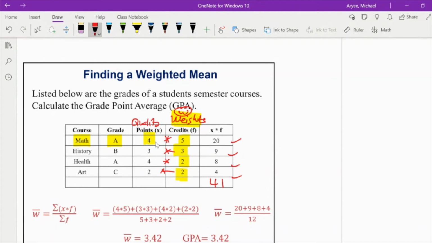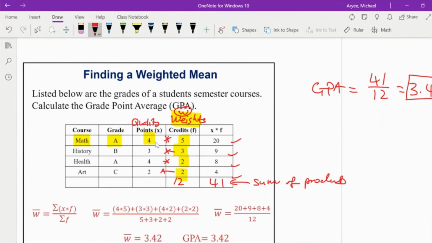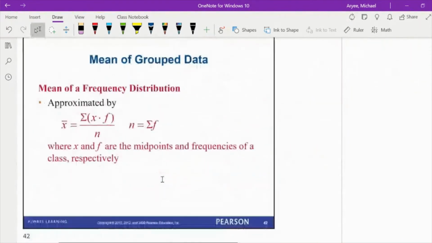29, 37, 41. And then, so this is the sum of the products, right? Sum of the products. And then you sum the weights, that gives you 12. That's the sum of the weights. So your weighted average, or the GPA in this case, will be 41 divided by 12. That is 3.42 semester GPA. So that's how your semester GPA is calculated. And I hope everyone here knows how to do that calculation now.